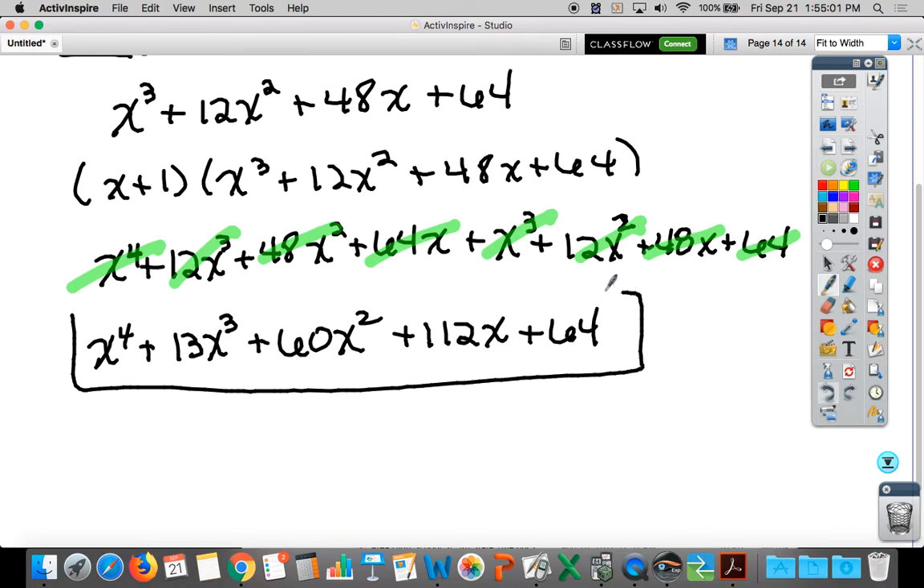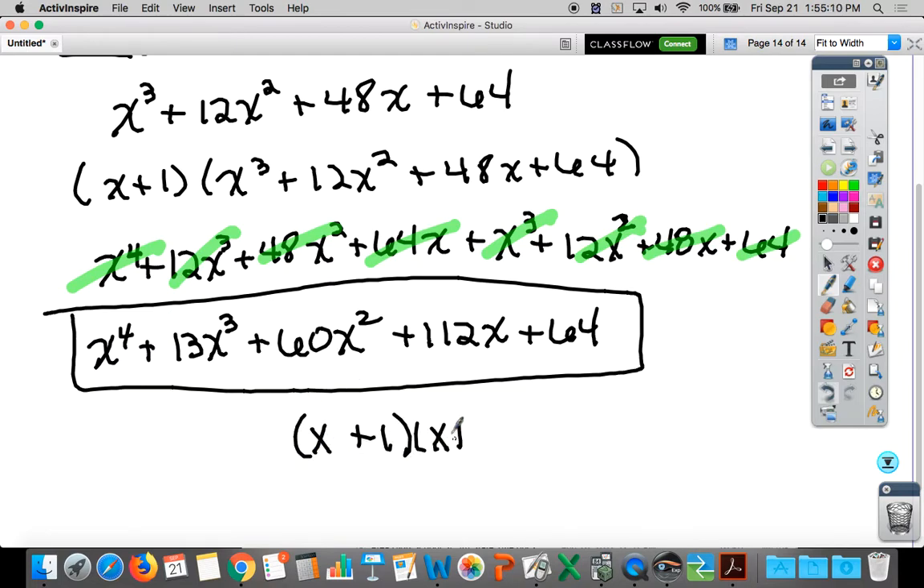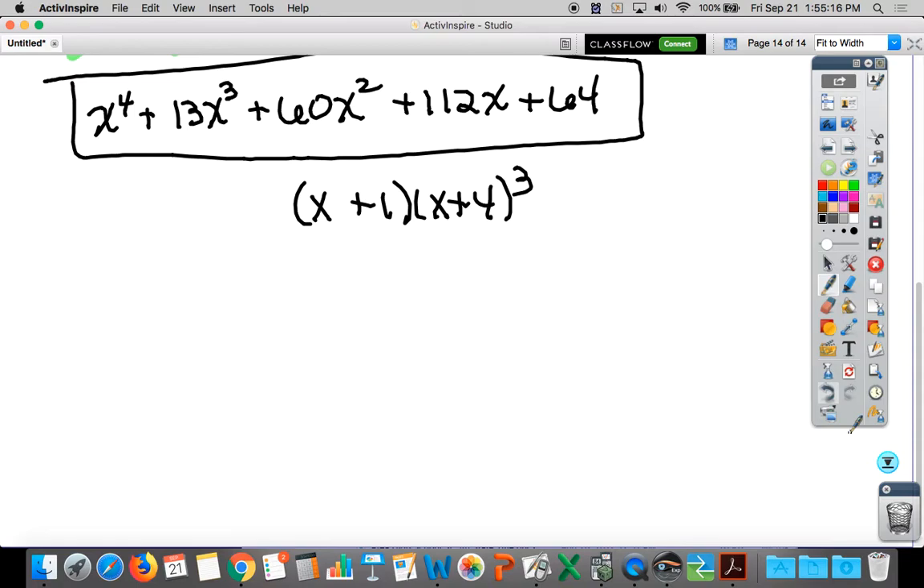Type in the original with an x plus 1 times x plus 4 cubed. Now, when you see this, what do you think a mistake would be of a student who wasn't really stopping to pay attention to the problem? What do you think they would do that would be a mistake? Yeah, go ahead and FOIL. So what some people are tempted to do would be do x squared plus 5x plus 4 and then cube that. Okay, don't do that.